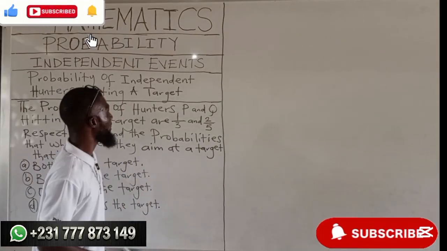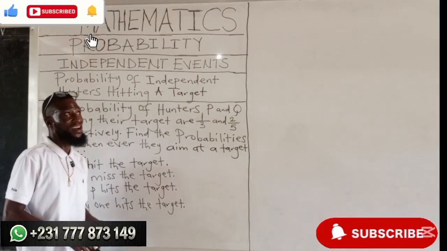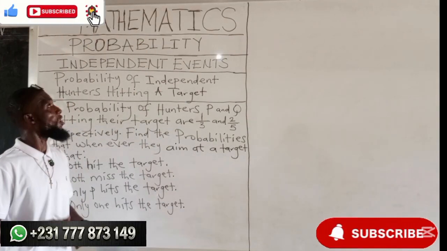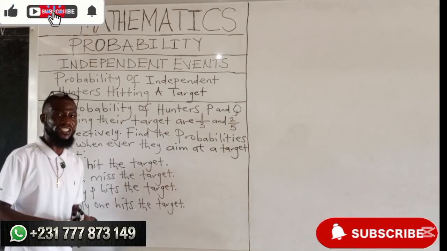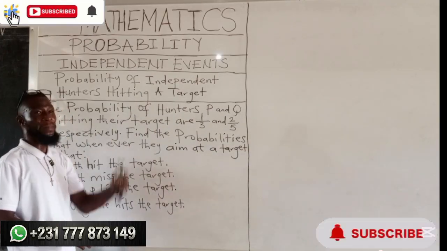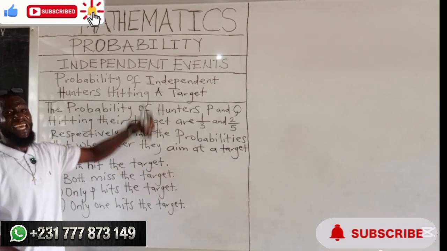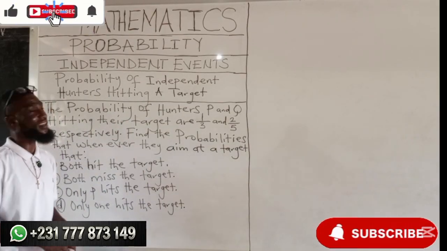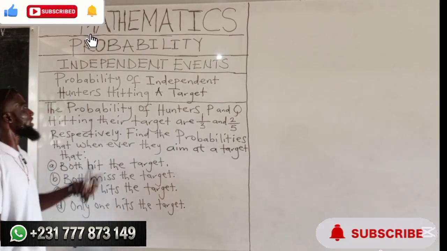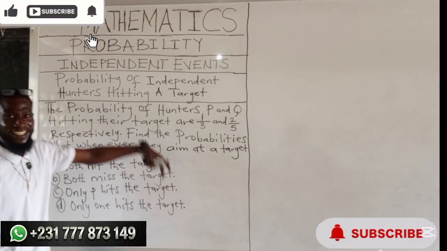Ladies and gentlemen, today I will be presenting on mathematics. I will also be discussing one of the branches of mathematics called probability, and within probability, independent events. I will also be talking about the probability of independent hunters hitting a target.